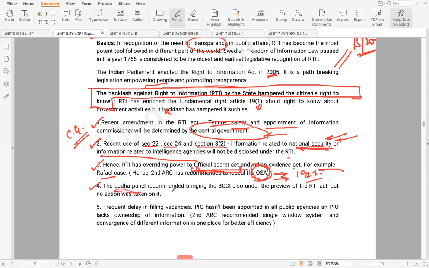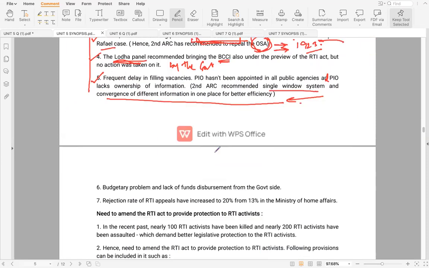Fourth, the Lodha panel recommended bringing the BCCI also under the purview of the RTI Act, but no action was taken on it by the government. This is another sort of backlash by the government in terms of RTI. Frequent delay in filing cases. Public information officers haven't been appointed in all public agencies, and the PIO lacks ownership of information. Second ARC has recommended a single window system and convergence of different information in one place for better efficiency. So we've tried to give you the problems as well as the solutions in the bracket.